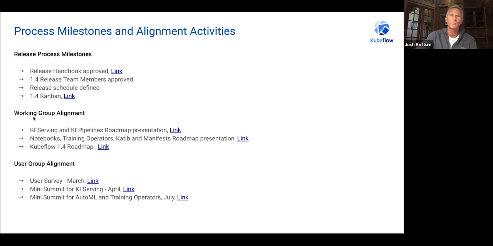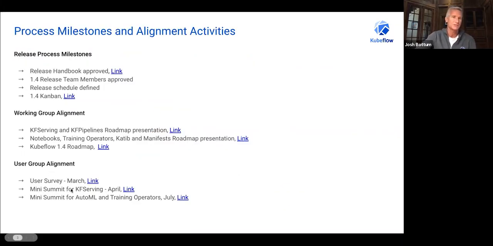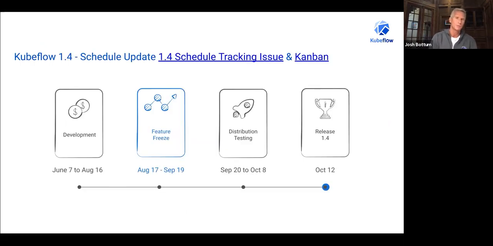And what I really liked was that early in the cycle, we had the working group alignment where KFServing and KF Pipelines presented their roadmaps, as well as the training, notebooks, Katib, and manifests working groups, all providing a detailed presentation, which is recorded on those links, and you can see them. We updated the Kubeflow roadmap, and we made serious efforts to talk to the users, both from the user survey and through mini summits with KFServing and with the AutoML and training operator working groups.